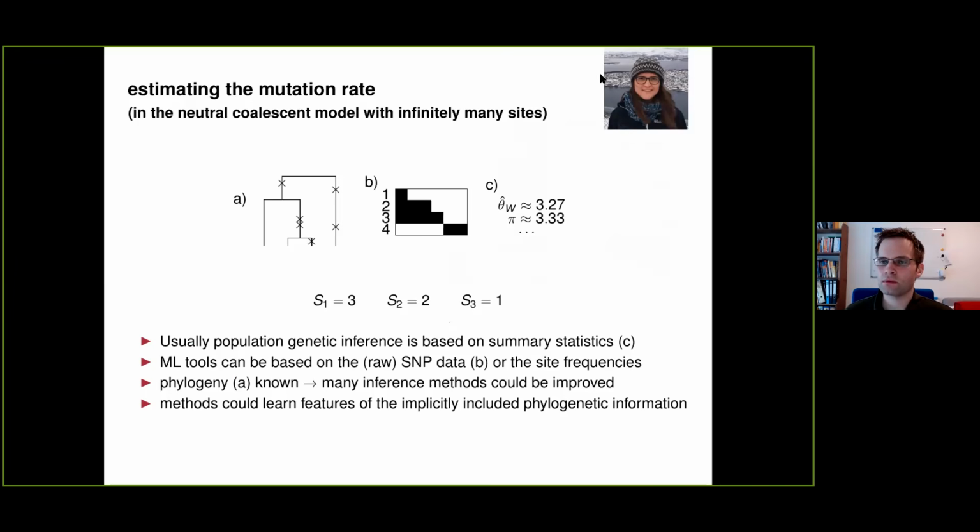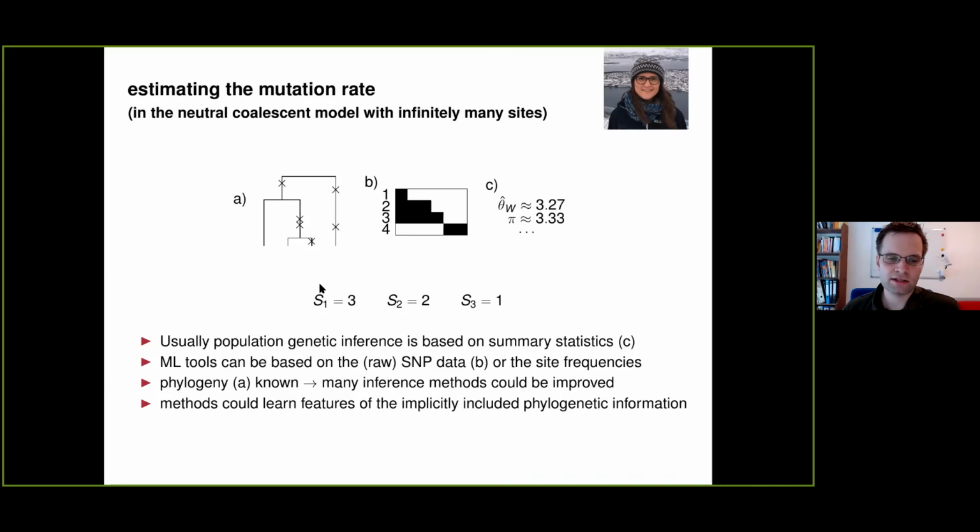So I already have one PhD student in my group, and this is Clara Burger. And Clara has been working on the connection to mutation rate estimators we already know from the theoretical literature, and tries to understand how machine learning algorithms perform in this scenario where we know the theoretically best solution. So the scenario is as follows. We have this tree, and then along this tree, at some rate, mutations occur, here shown as these crosses.